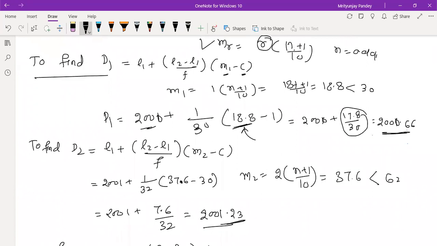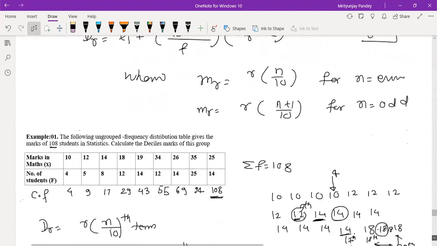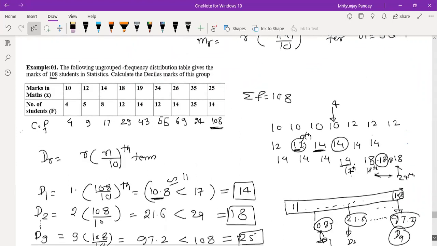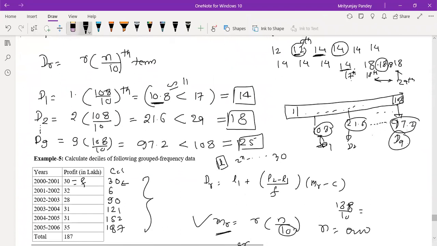Now calculate D2. So for D2, you have to calculate M2. M2 is 2 times of N plus 1 by 10. That will be 37.6. That is less than the 62. And here you can see that the cumulative frequency is 62. And preceding value of 62, that is C. So here I will just write.